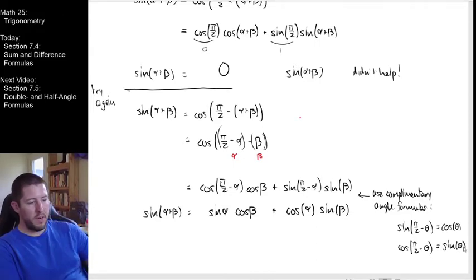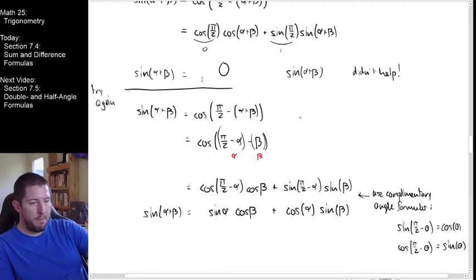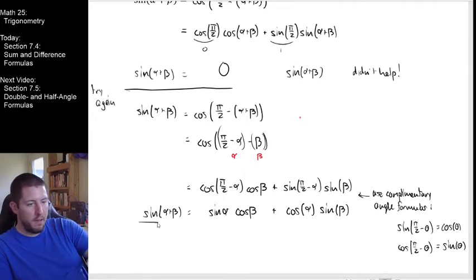Right, these go both ways right there. So that's what I use to make that simplification happen. And we now have our sum formula for sine.